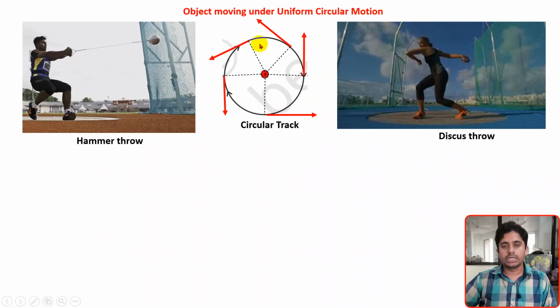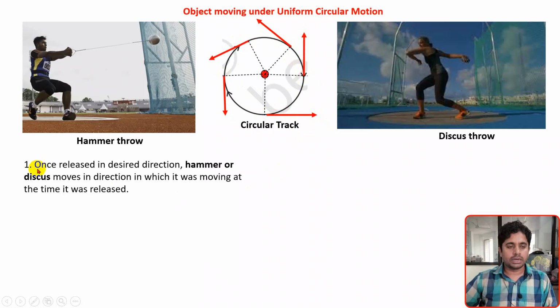And once that object is released or thrown, that object will move in a straight path like this, and that straight path is actually tangential to the circular orbit, right? Whatever the circle is, the circular motion they have made, that direction will always be tangential. So the position may be this, maybe this, maybe this. Any position you take, the direction of the motion will always be tangential to it.